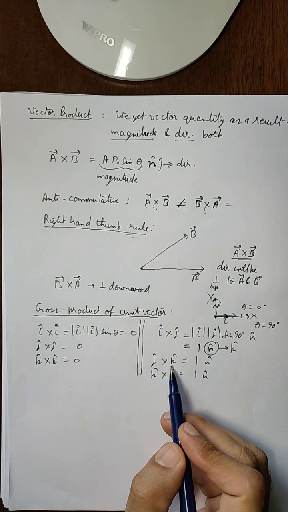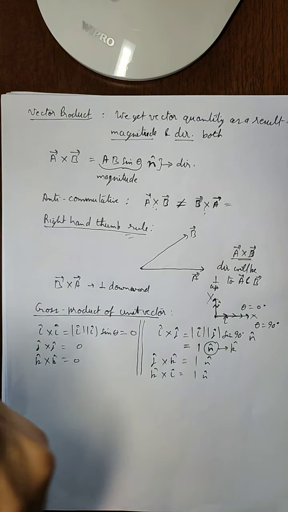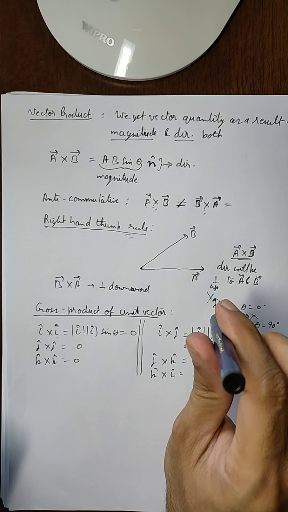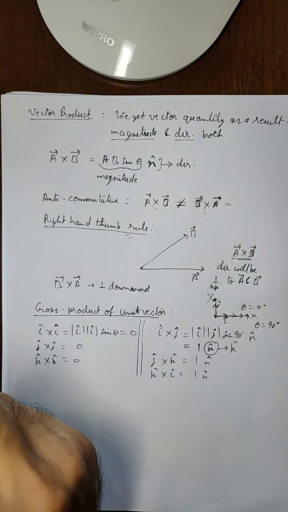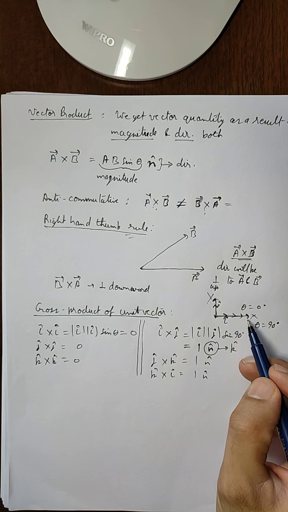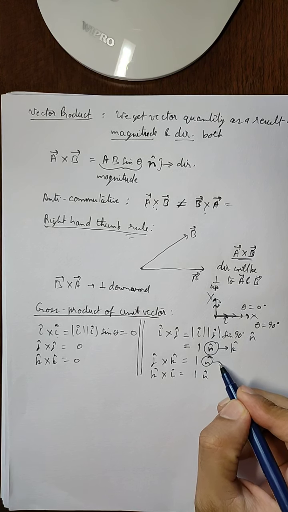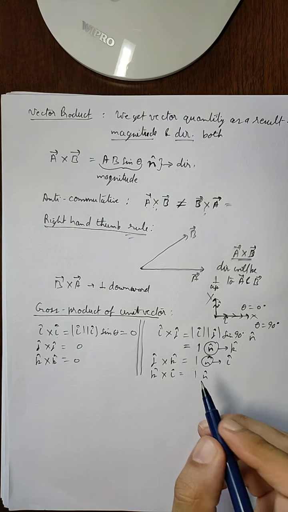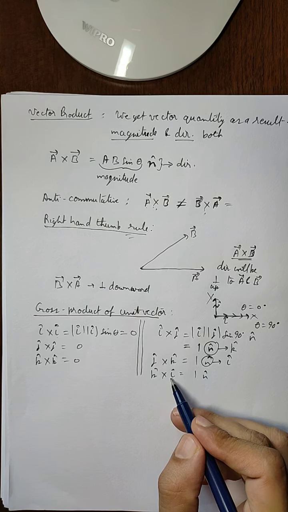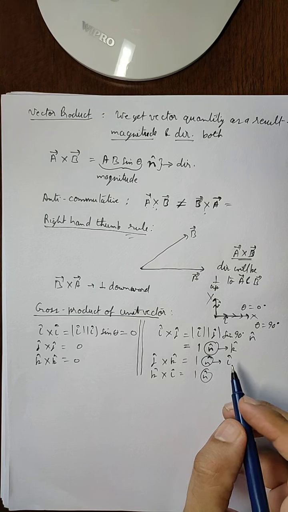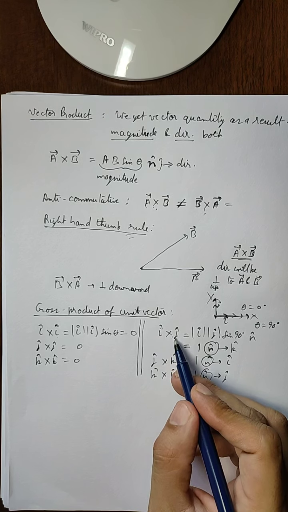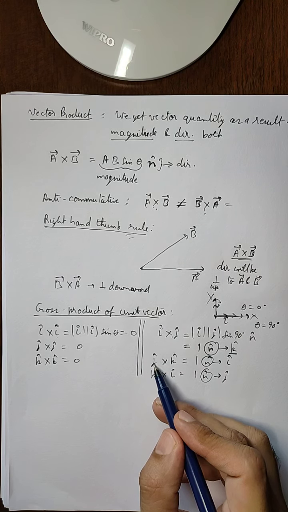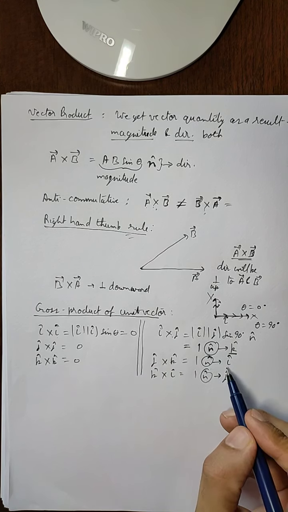Similarly, if we are doing j cross k, i is like this and z is in the upward direction, and we are curling our fingers from this in the upward direction, then our thumb is towards the right. That means it is towards the x axis. So for j cross k, this n cap is nothing but i cap. And similarly, if you do k cap into i cap, you will find that it will come in the direction of j cap. So i cap cross j cap will be equal to k cap, j cap cross k cap will be equal to i cap, and k cap cross i cap will be equal to j cap.